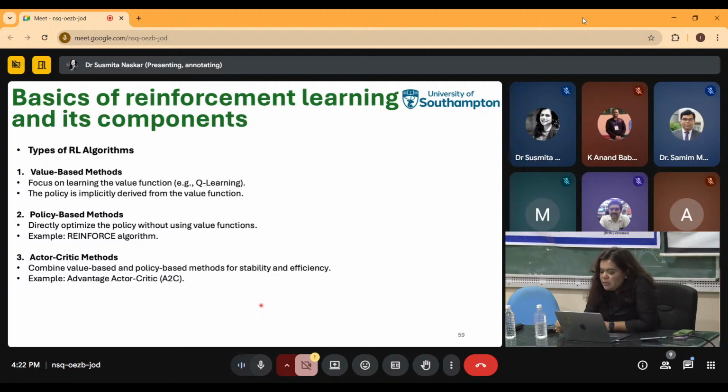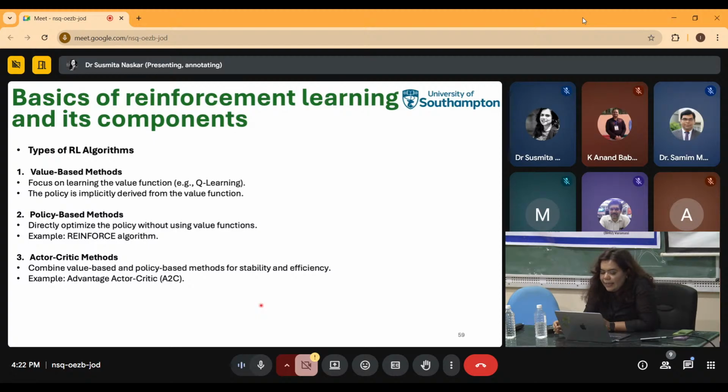Another one is the policy-based method. In the policy-based method, the agent directly optimizes the policy without relying on any value function. That means it tries to improve the decision-making strategy directly, which can be more effective in certain kinds of environments. A classic example is the REINFORCE algorithm.